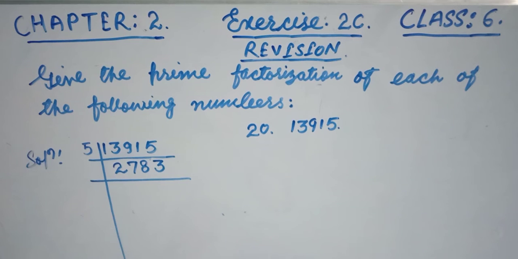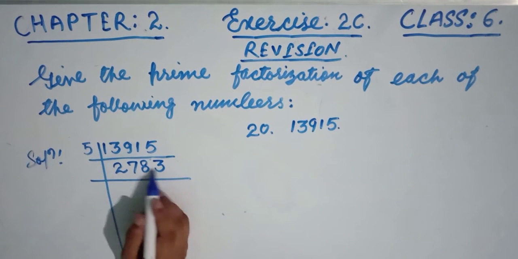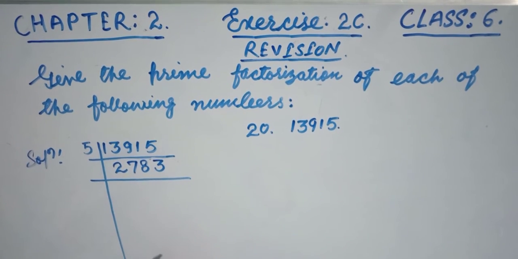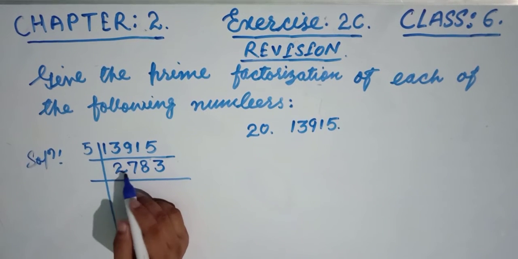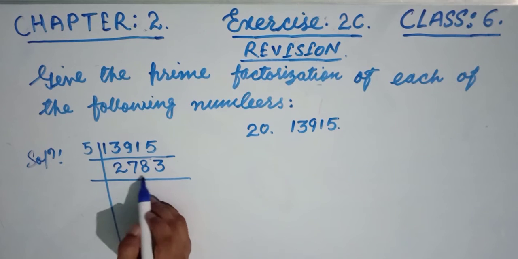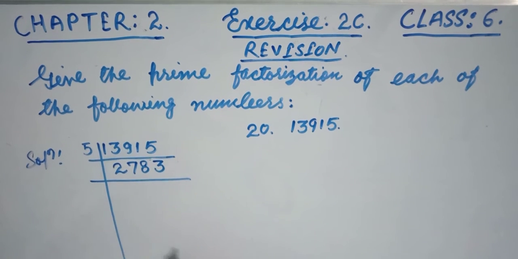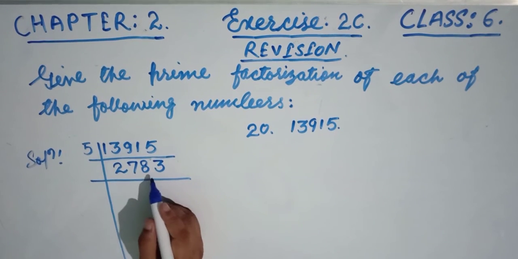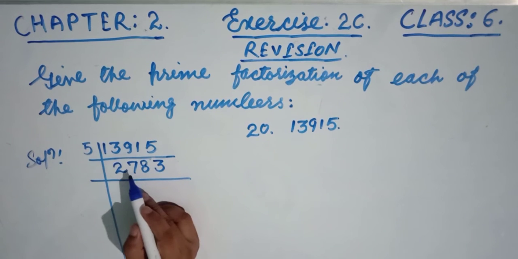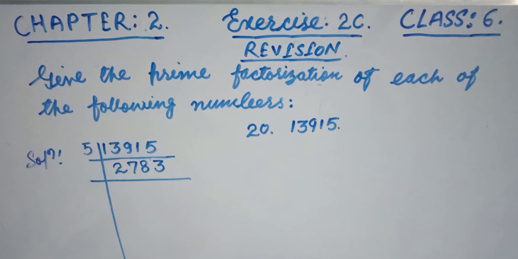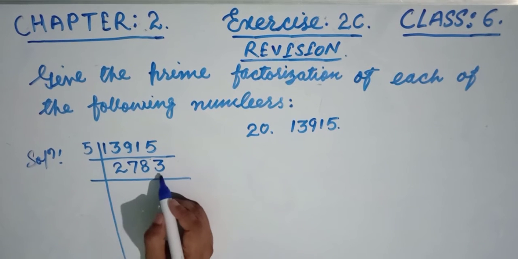Now check, this number will get cancelled by what number? Because you all are aware of divisibility, I think this number will get cancelled by 11. Now let us check. First find the difference between the sum of all digits in odd places and the sum of all digits in even places, which is 0 or a multiple of 11.